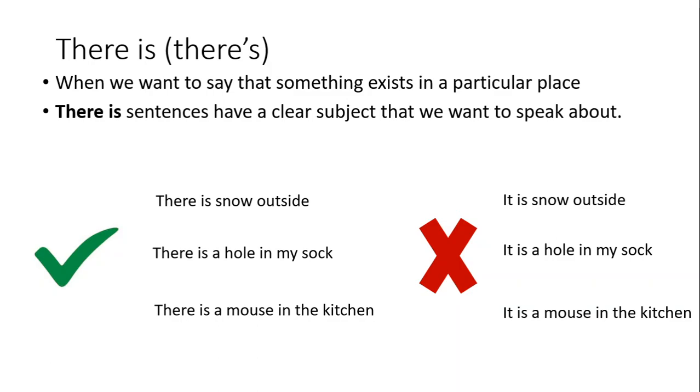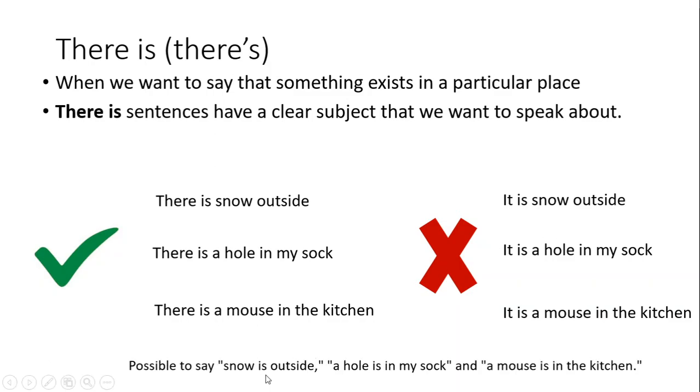However, it would be possible to say snow is outside, a hole is in my sock, and a mouse is in the kitchen. However, it is more typical to use the alternate structure there is. Why? Because this structure emphasizes the location where the subject is located already. For example, the location of snow is outside. The location of a hole is in my sock. And the location of a mouse is in the kitchen.